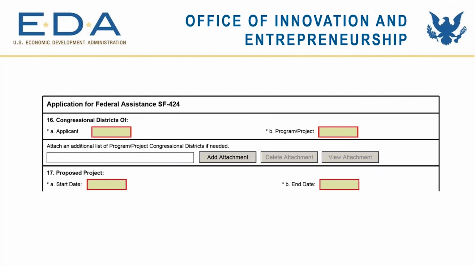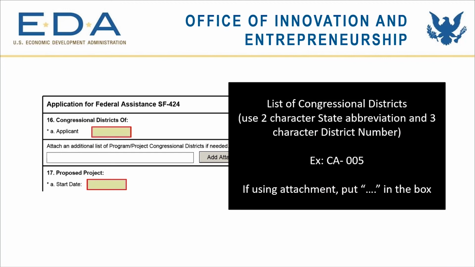16 requires you to list congressional districts. Box A is the applicant box, the congressional district of where the applicant organization named in Section 8 of this form is located. Box B, the program project box, should contain all the congressional districts for the service areas you noted in Section 14 of this document. The format for this is a 2-character state abbreviation with a dash, then a 3-character district number.